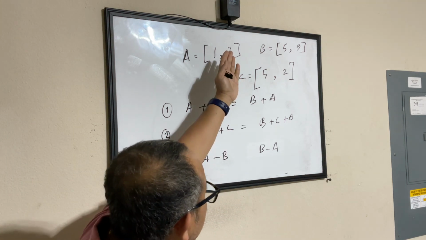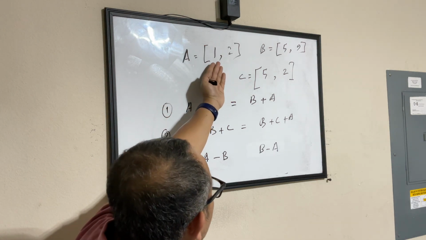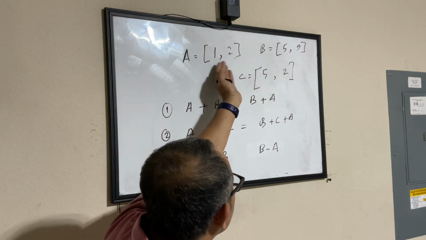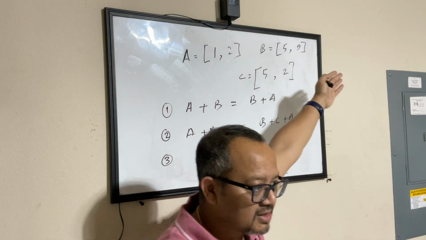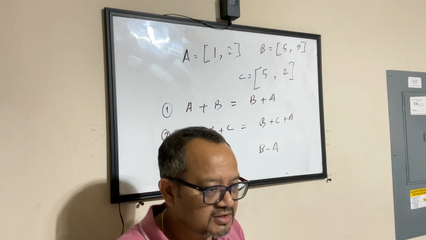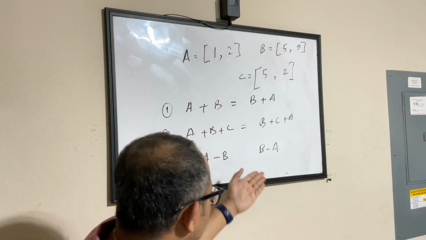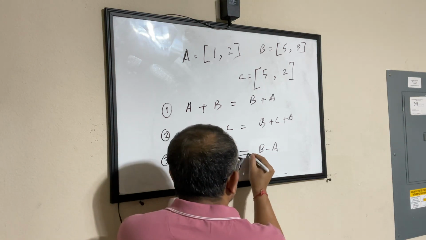Because when we are dealing with matrices, we are talking about addition or subtraction of elements. So addition doesn't make a change, subtraction does. A minus B and B minus A are not the same. Okay? So this one is not true.